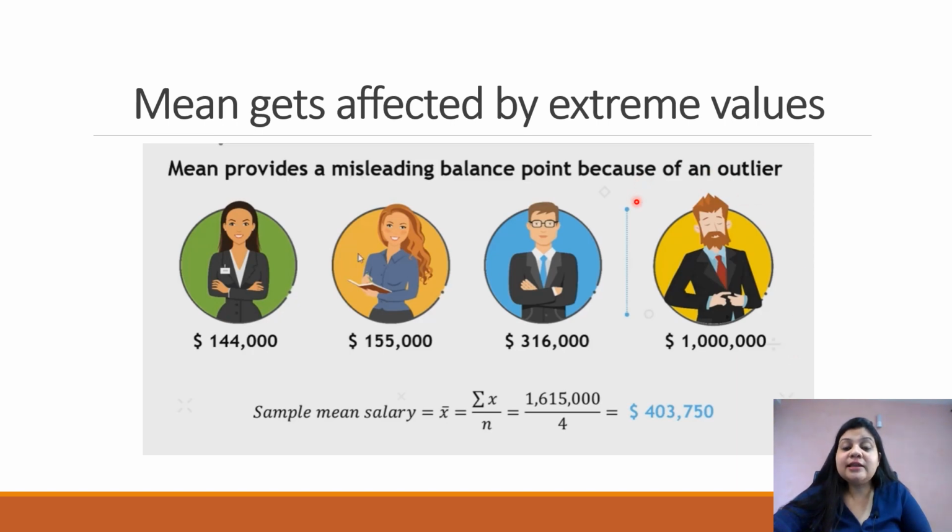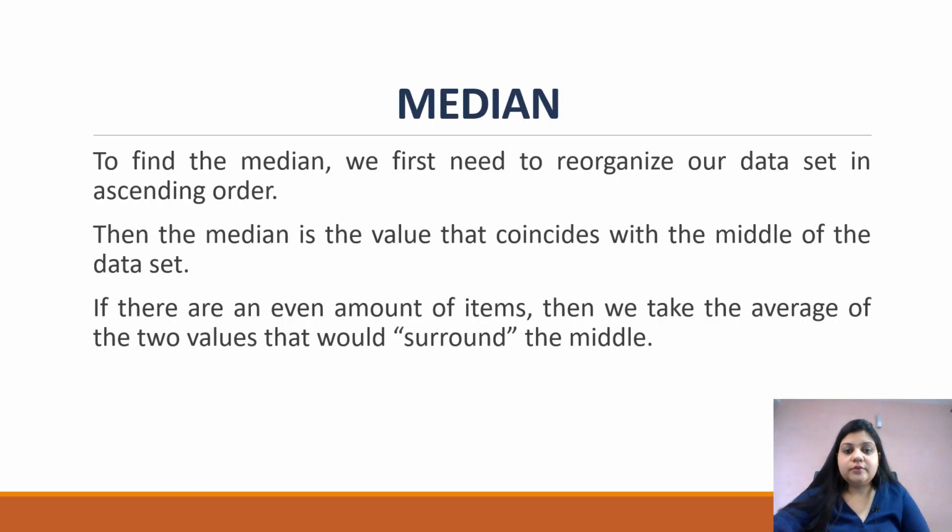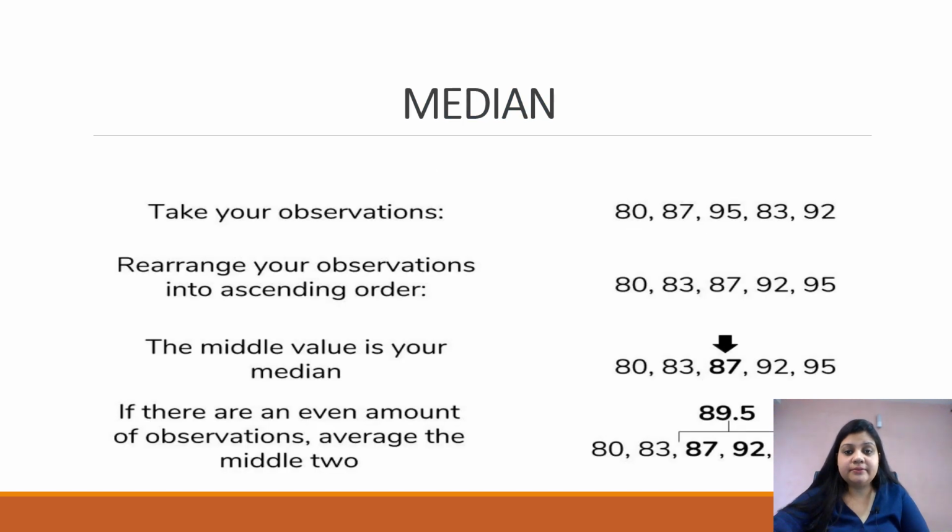So in some cases, when we have outliers, we don't prefer to calculate mean as a measure of central tendency. So here comes the median. Median does not get affected by the outliers. Median represents the middle value of the dataset. To calculate the median, we need to first organize a dataset in ascending order and then we can calculate the middle value. In case we have an even number of elements in a dataset, then we take the average of the two middle values. So let's see it with an example.